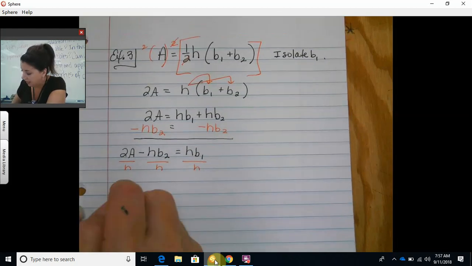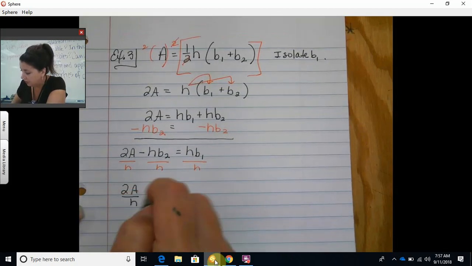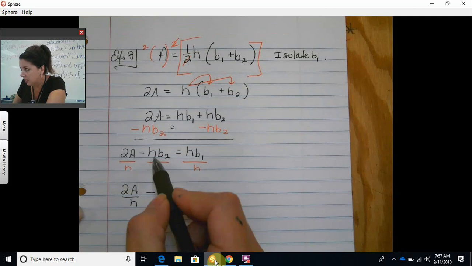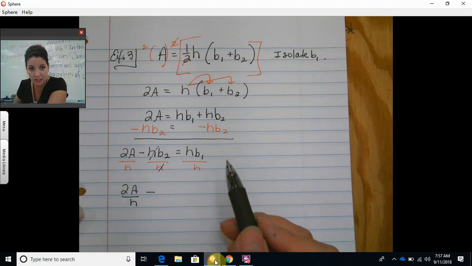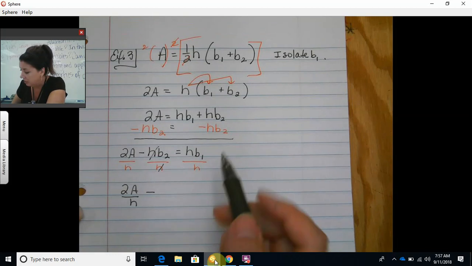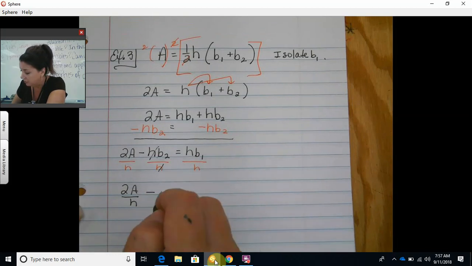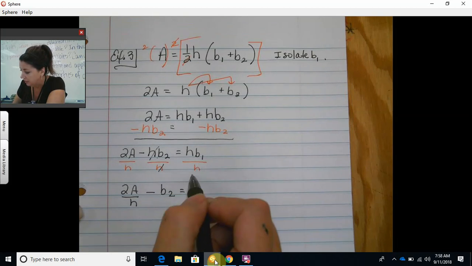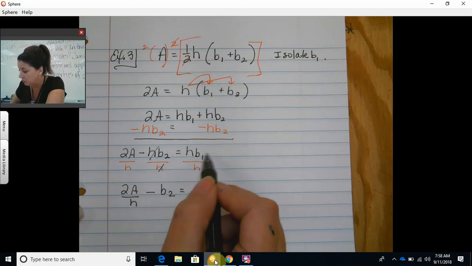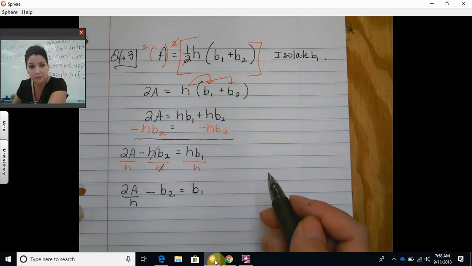So I have 2a divided by h minus, this is a monomial divided by a monomial, so I can just cancel those h's out, okay? And just leave me with base of 2 equals, on the right side my h's cancel or turn into 1, and 1 times base of 1 is just base of 1.